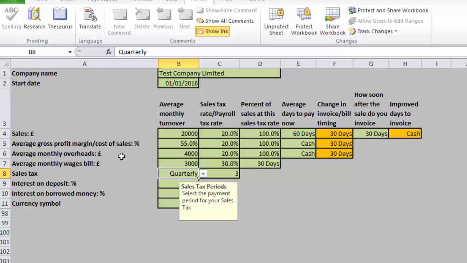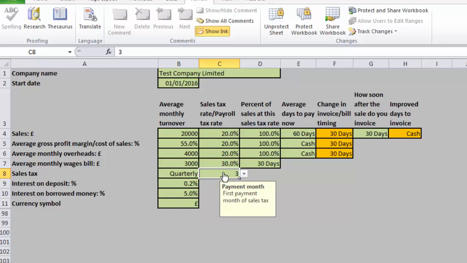If you are VAT registered, or you think you're going to be VAT registered, in this drop down box here, when I say VAT registered, that's sales tax, which is over in here, which is what VAT is in the UK, but you might be GST if you are in New Zealand, or sales tax in the US. And you select monthly or quarterly. I'm going to leave that at quarterly. And then in this cell, you need to let the system know when your first sales tax amount is due, within the quarterly, and that will affect when it sits on the cash flow.